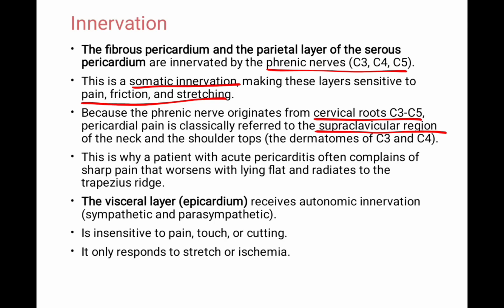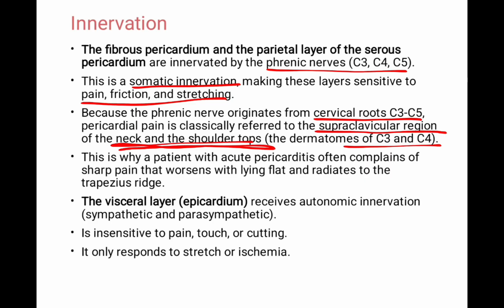So whenever there is pericardial pain, it is felt by the phrenic nerve. The afferent fibers take this pain to the C3, C4, C5 segments of the spinal cord, and this pain is now wrongly interpreted as coming from the neck and the shoulder tops, because they are supplied by the supraclavicular nerves with the same root value, C3 to C5. So the dermatomes C3 and C4 are where the pain is referred to.